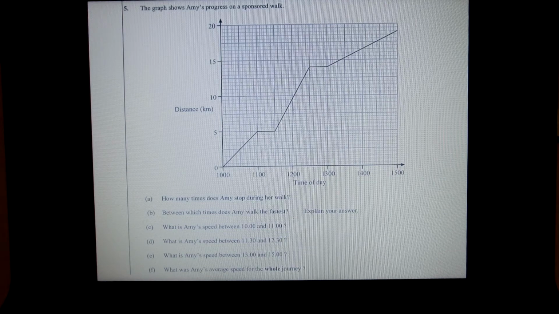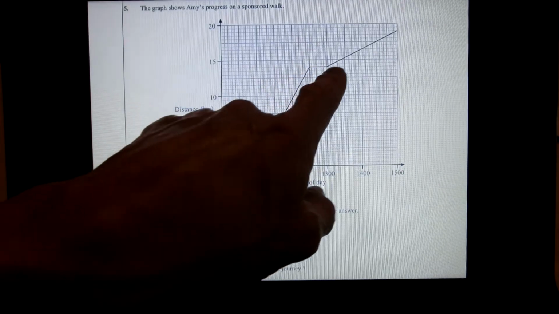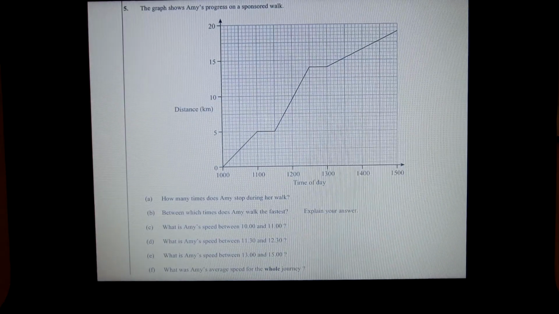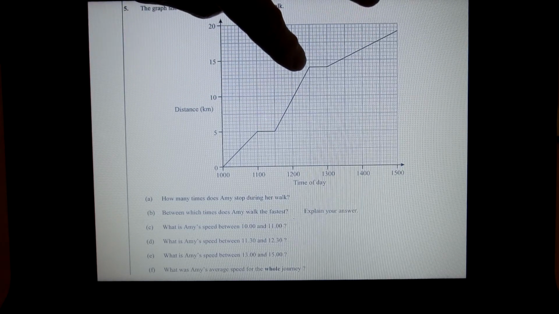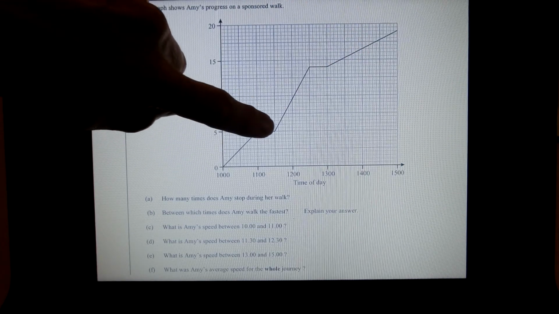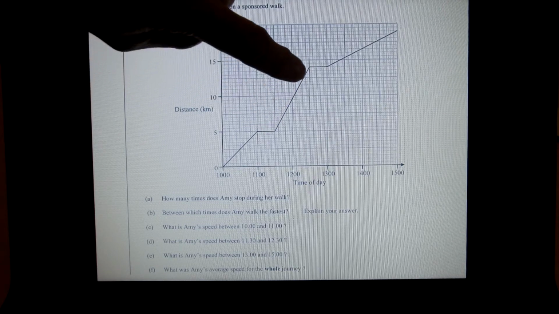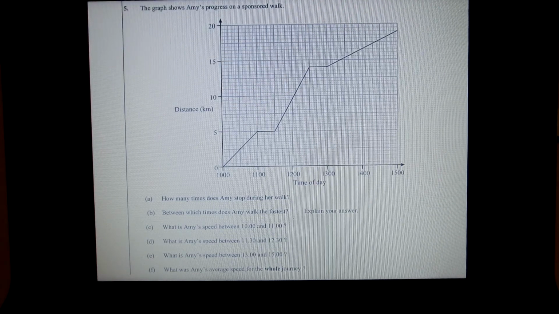Another one: progress on a sponsored walk. Walking, stopped, walking, stopped, walking. The steepest part of the graph, I think, is this one here. That's the flattest, or shallowest, part of the graph. That will be when she's walking the slowest on the last leg of the journey. So starting off at a moderate speed, then getting a little bit faster there. That line segment is steeper than that, and the last part is the flattest. So she's obviously running out of energy.